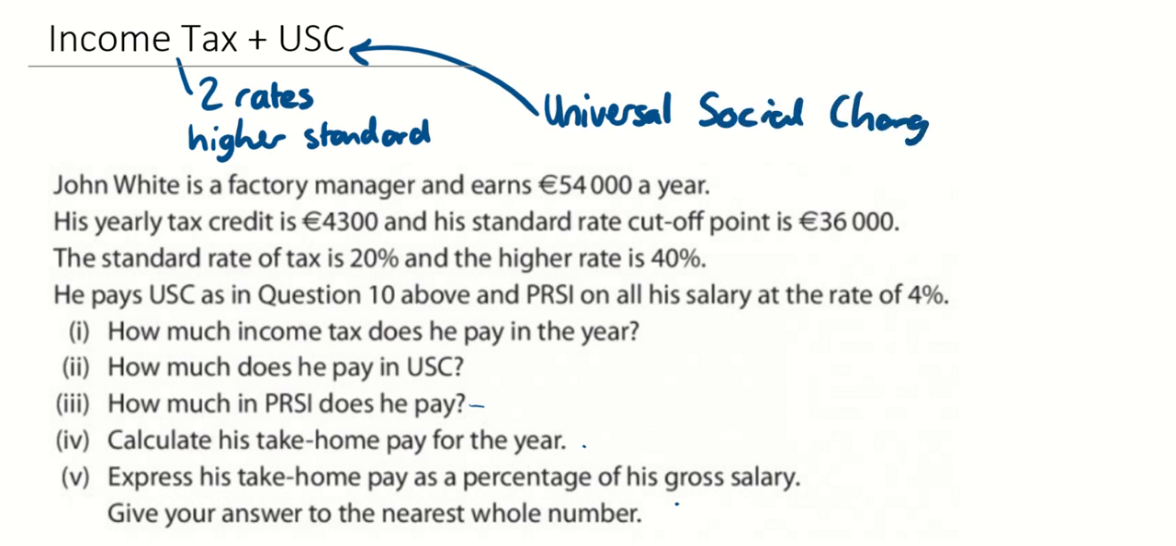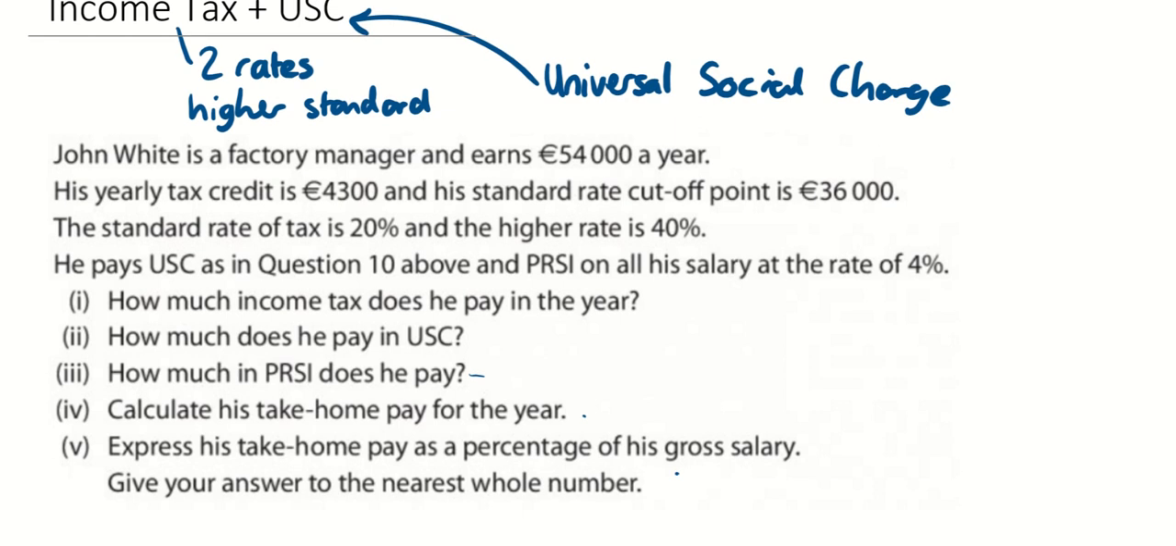Okay, so we've got these two taxes, and there's actually a few others, but these are the two main ones that you'll be coming in contact with. So we've got a question here, and it says that John White, doesn't really matter what the name is, but he's a manager, earns $54,000 a year. We're told about his tax credit, his standard rate cutoff, his standard rate and his higher rate. Okay, he pays USC, I have the table down below, and PRSI, which is an extra tax on his salary at the rate of 4%. So there's a lot going on there, but this is a good question to revise income tax, USC, PRSI, and a few other bits and pieces.